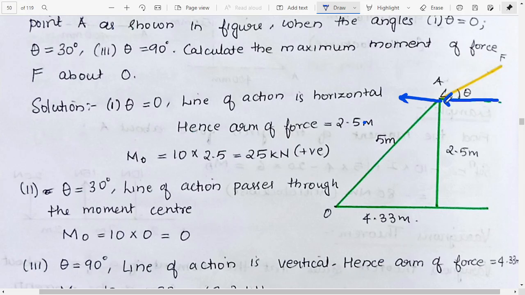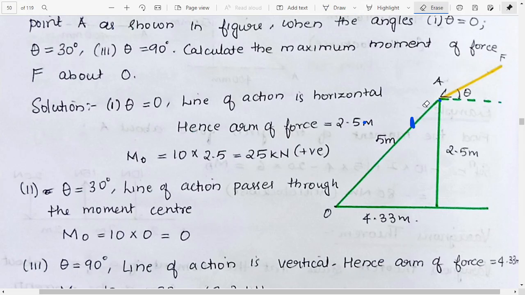And in the case when theta is equal to 30 degrees, it will be somewhat like this. In that case, the line of action passes through the moment center, because this is the line of action and it passes through the same point. So the moment will be equal to 0.